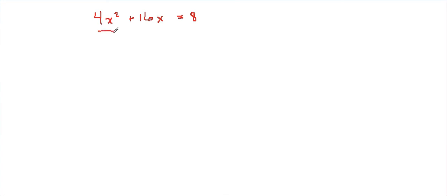How will we do that? Divide by the coefficient, which we know you need to do to every term, leaving me with 1x squared plus 4x being 2.